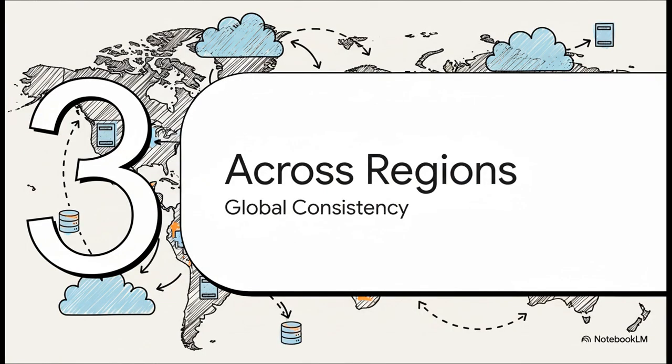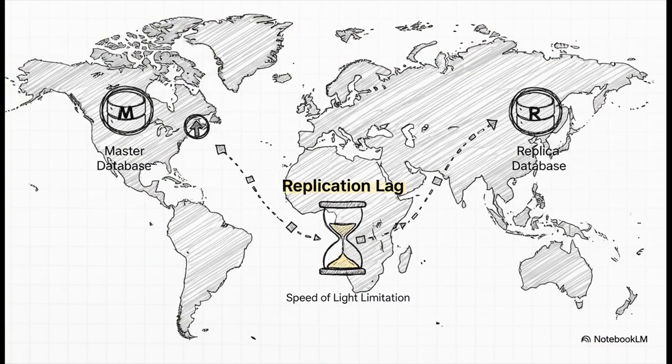And now we get to the final frontier, going global. We're talking multiple, massive data centers spread across different continents. This is, without a doubt, the ultimate consistency challenge. And here is where we meet the final boss, replication lag. This is where you run up against the laws of physics.